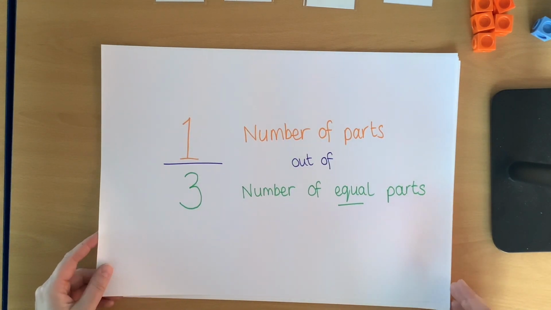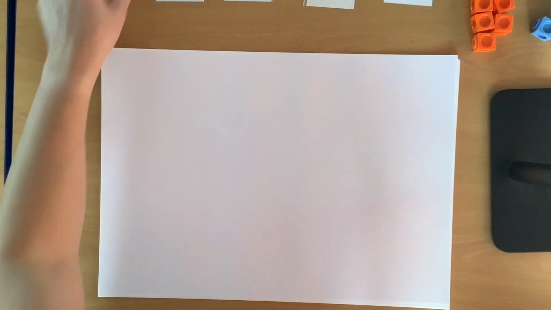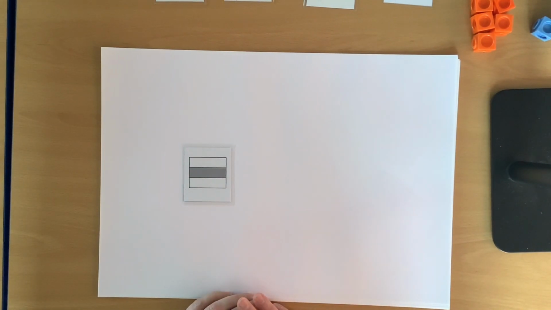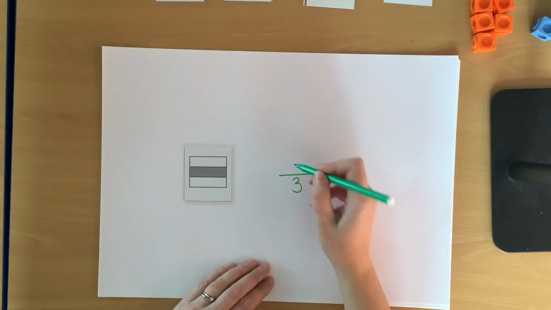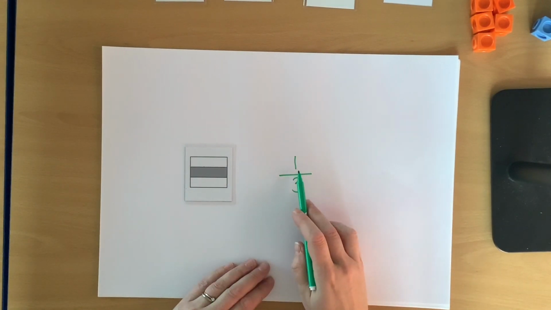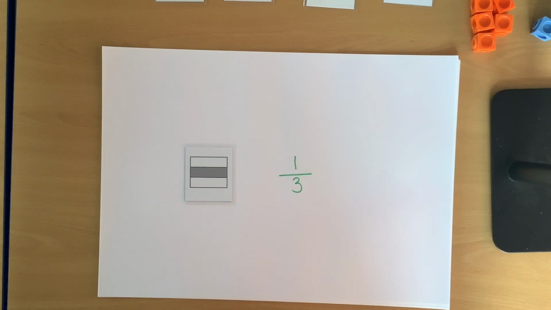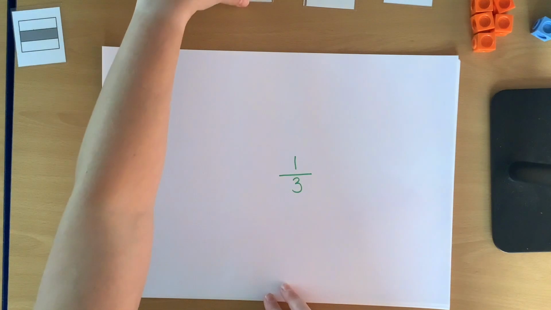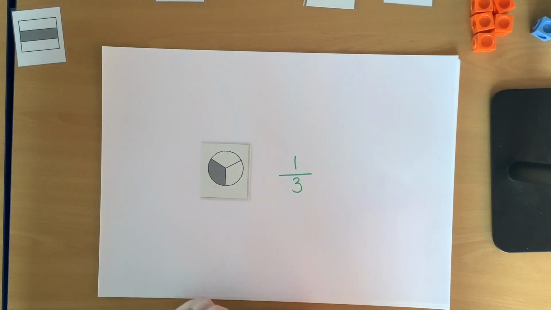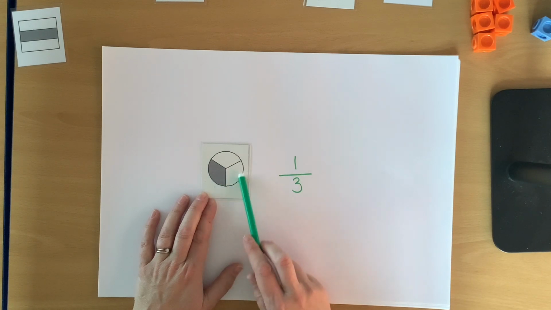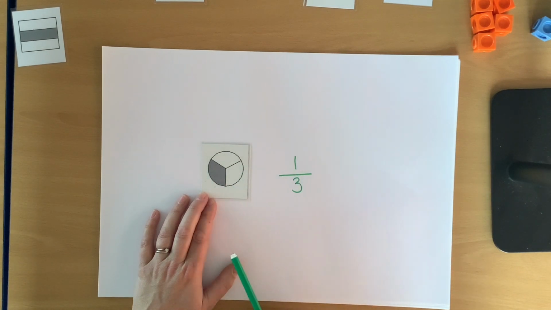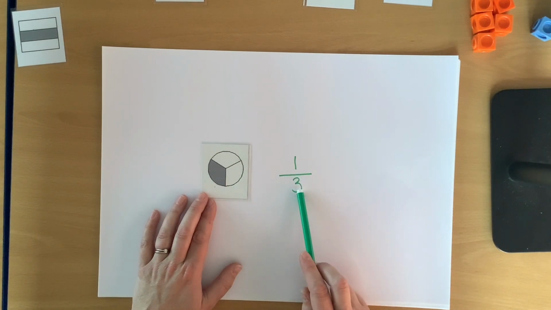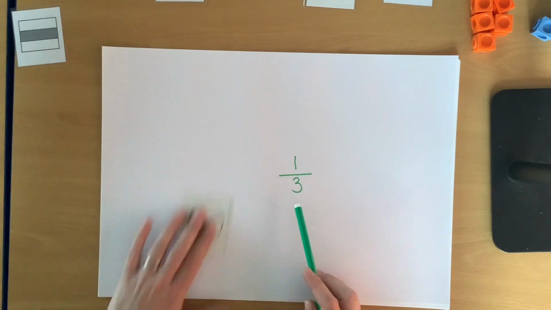Okay, so what might that look like? Well, it might look like this. For this shape, there are 3 equal parts, so our denominator is 3, and one of those parts is shaded. So this shape shows us 1 part out of 3 equal parts. It might look like this. It's a different shape, but there are still 3 equal parts altogether, which is our denominator, and one of those parts is shaded in. So it's 1 part out of 3 equal parts, or 1/3.